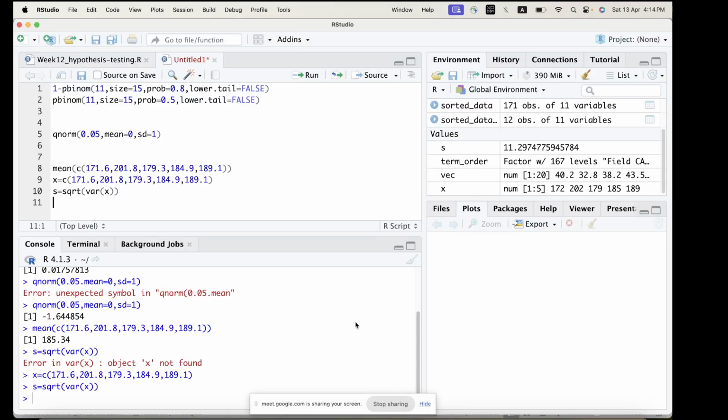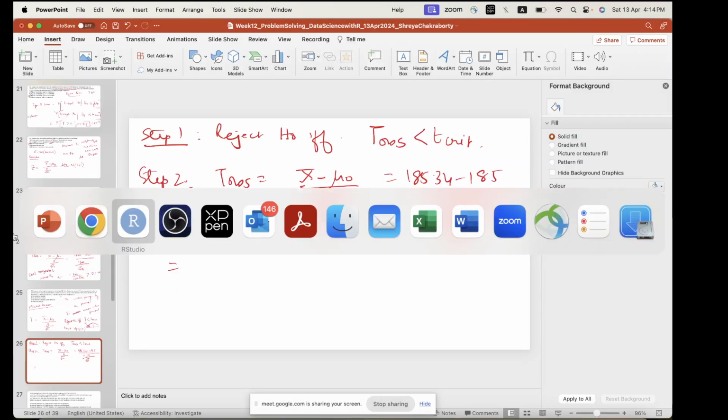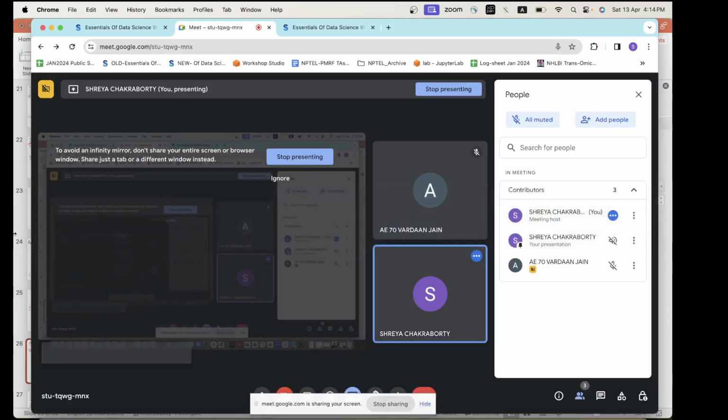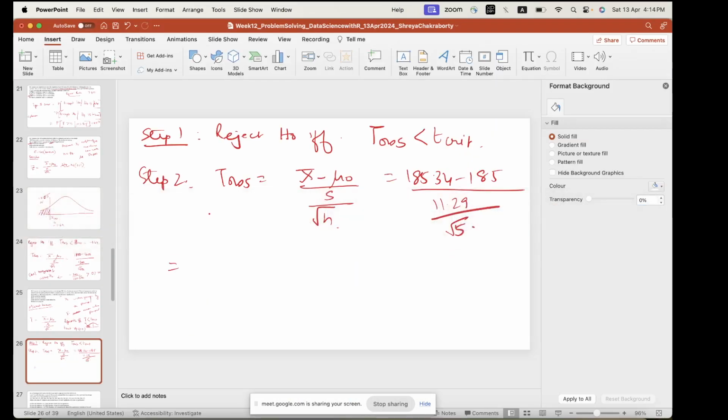Okay, so if we calculate this, 185.34 minus 185 divided by S, divided by SQRT 5, this is our T statistic, 0.067. Now step 3 is what?